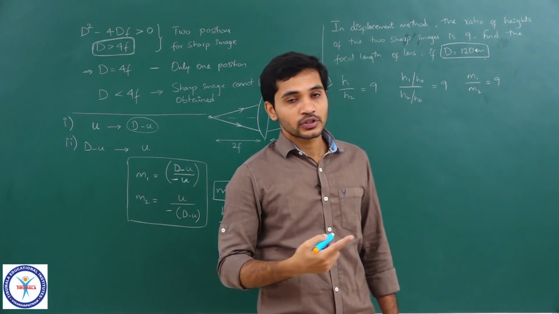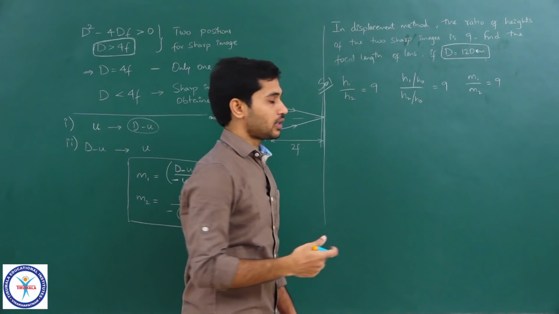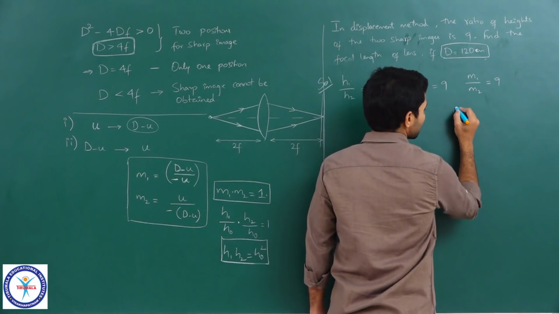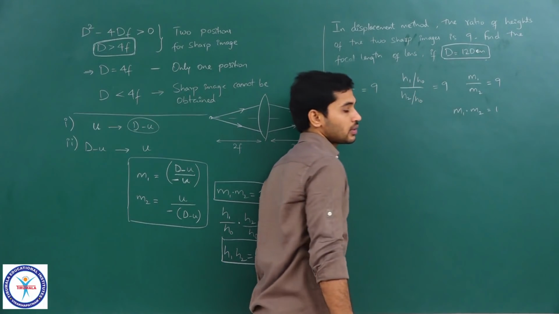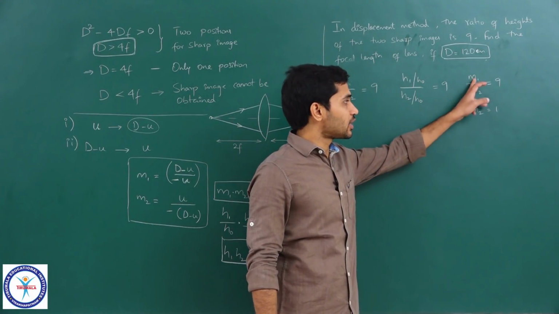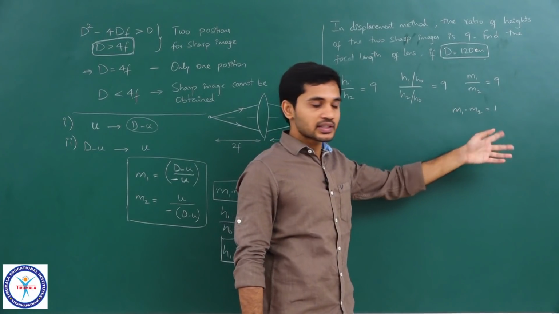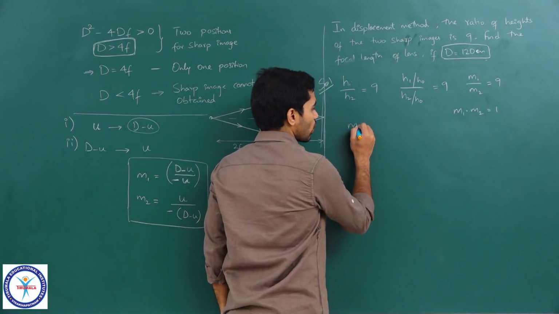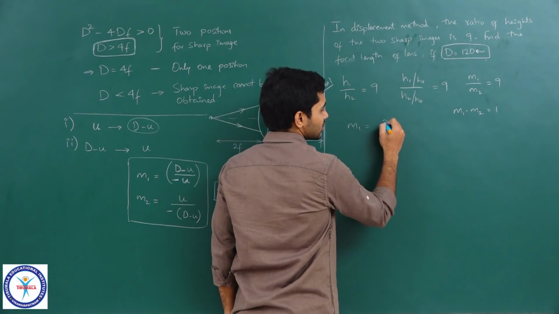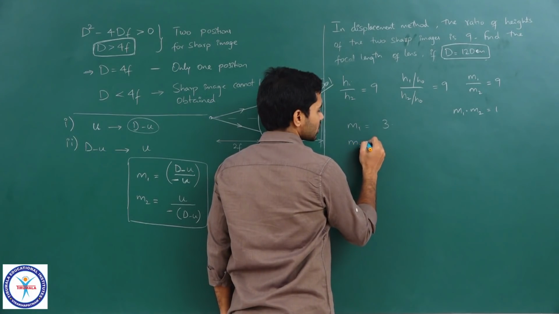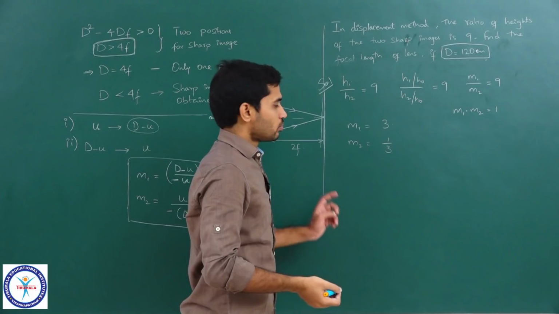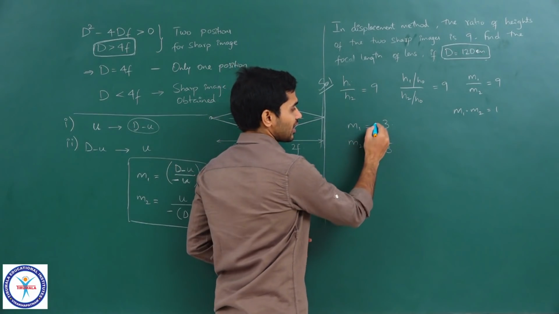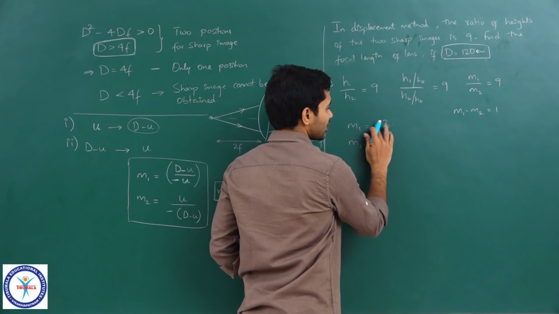So, the ratio of the two magnifications is 9, and we already know that in the displacement method the product of magnifications will be equal to 1. If the product is 1 and the ratio is 9, by simplifying that you can easily understand that one of the magnifications is 3 and the other magnification is 1 by 3, right. But keep in mind both are negative. They are not positive values.